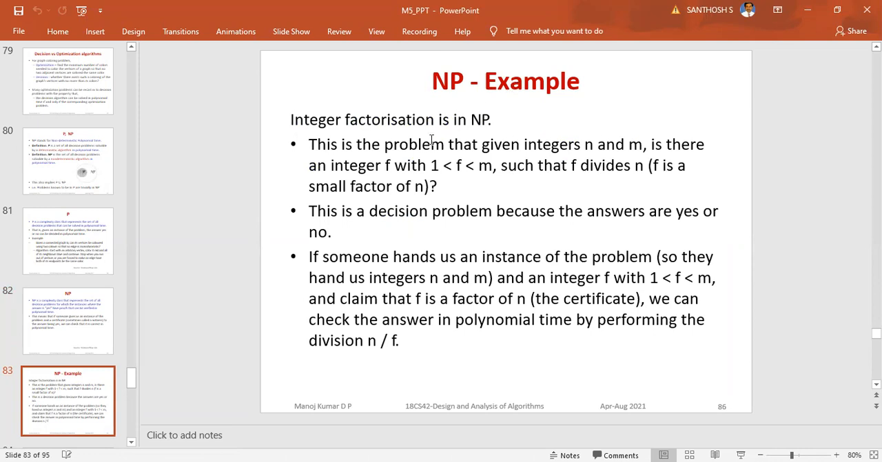So for an NP example, integer factorization is in NP. This is a problem that, given integers n and m, asks: is there an integer f with 1 < f < m such that f divides n? So f is a small factor of n. This is a decision problem because the answers are yes or no. If someone gives an instance of the problem, with integers n and m and an integer f, and claims that f is a factor of n, we can check the answer by performing the division n by f.